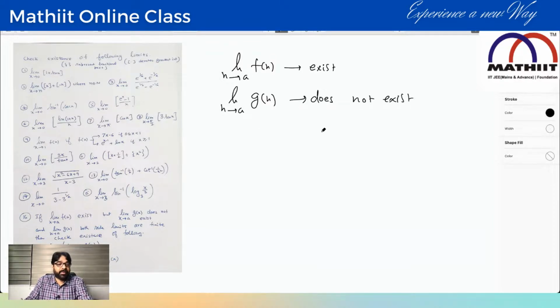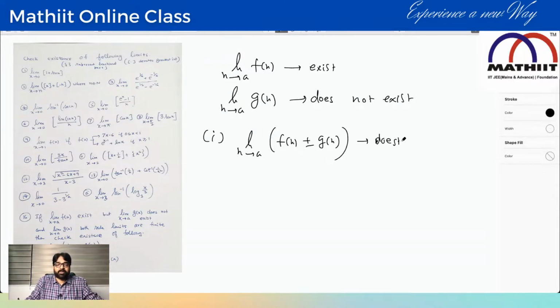But both left hand limit and right hand limit are finite, means they are not infinite. They are finite. Means one left hand limit may be 1, right hand limit may be 3, something like that. Am I right? And the first part I'm asking you: limit x approaches to a of f(x) plus or minus g(x) will exist or not? This exists, this does not exist. So 100% sure the addition or subtraction does not exist.